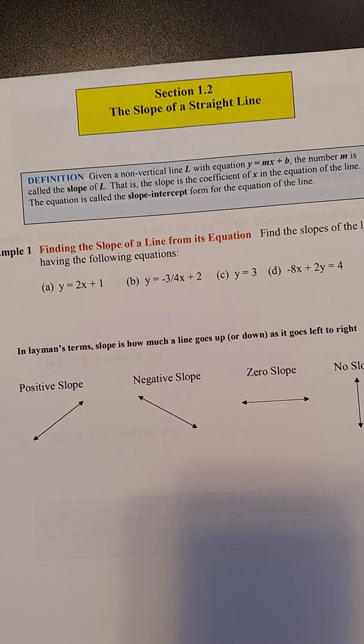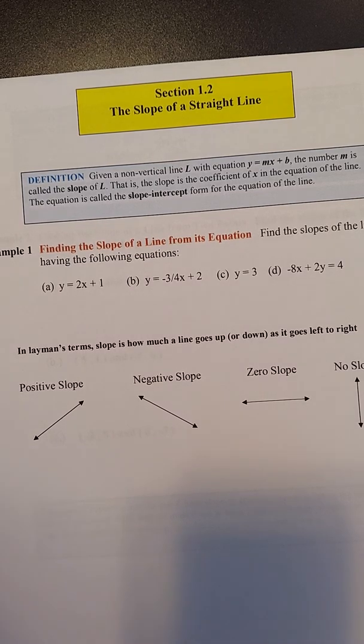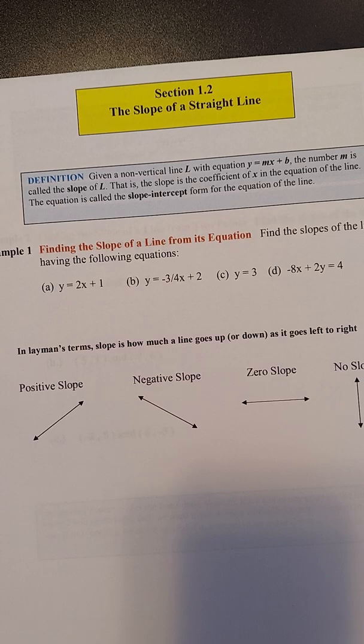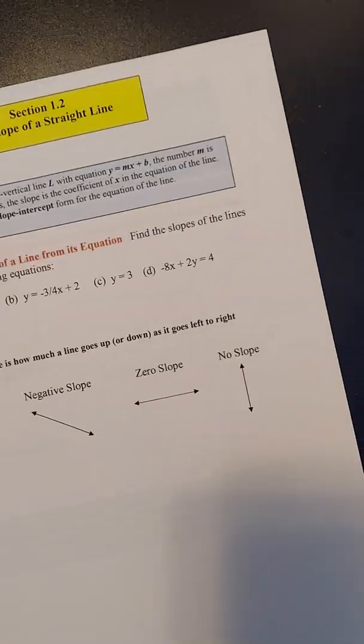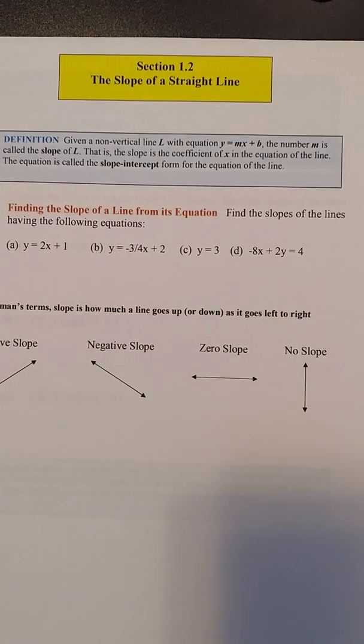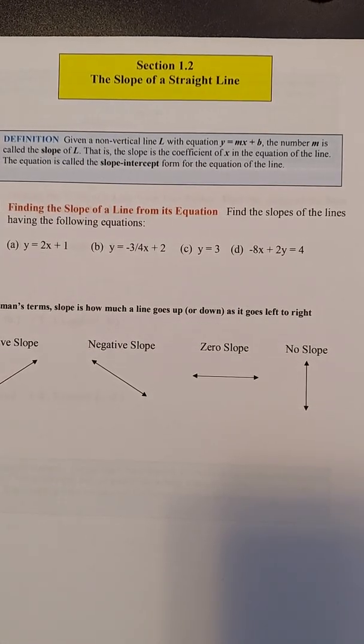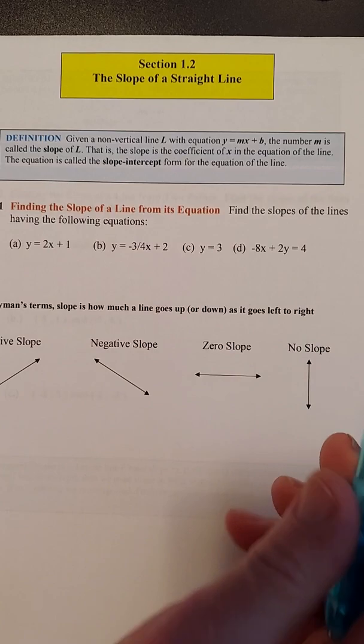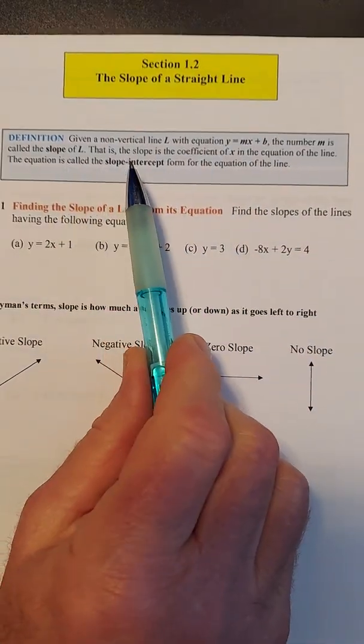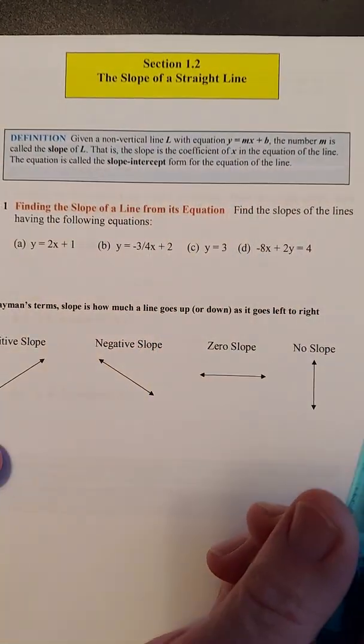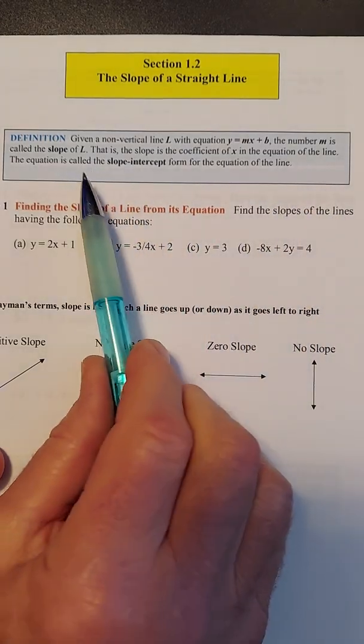Okay, section 1-2 for finite math. In this section, we'll continue with what we were doing on straight lines. In this particular section, we're going to start talking about the slope and how to find it and how to use it. A lot of this I've copied straight out of the section, but I put some of my own flavor a little bit to it.